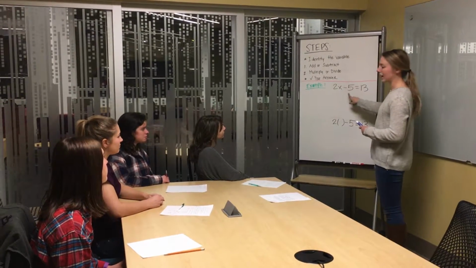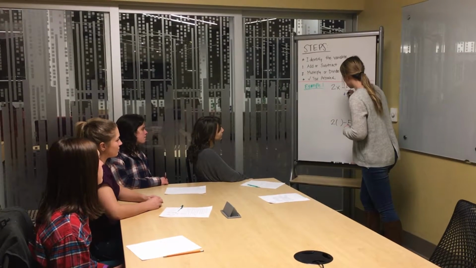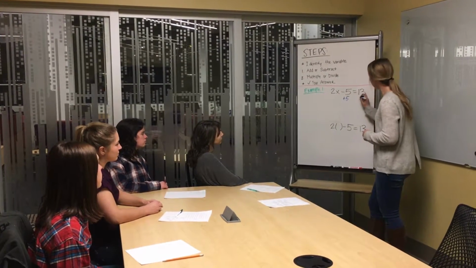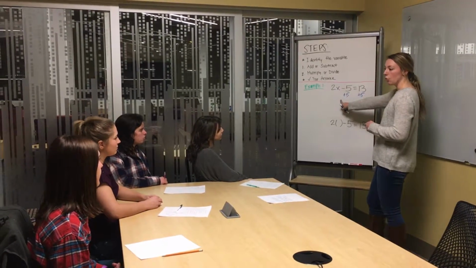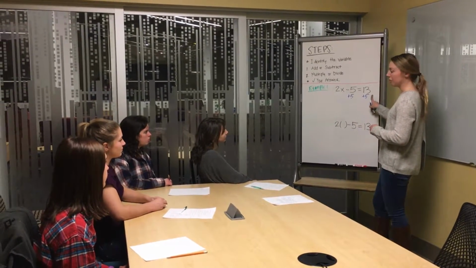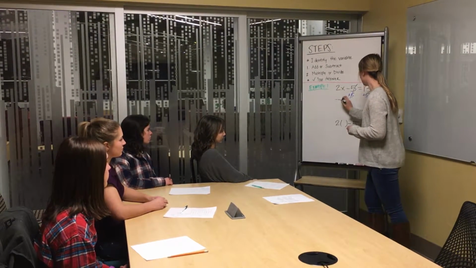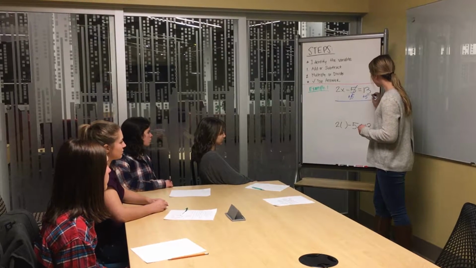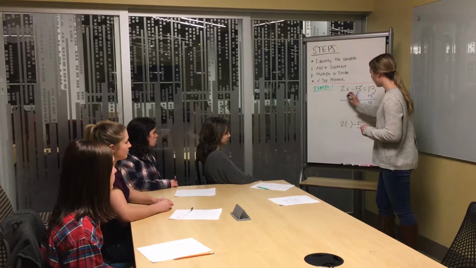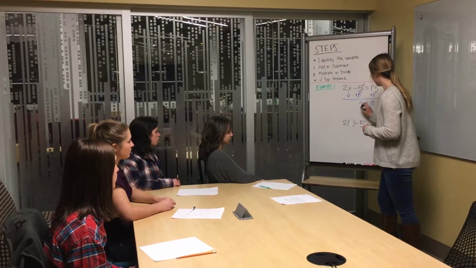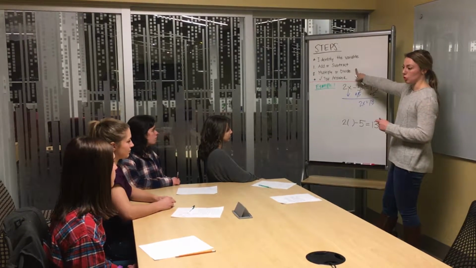So here they're subtracting 5. So we're going to add 5 to cancel it out. We're going to add 5 here on this side, and then we're also going to add 5 to this side of the equation, because whatever you do to one side, you always have to do to the other to keep it even. So the 5's cancel out, and then you have 13 plus 5, which is going to be 18. And then you bring the 2x down. So you have 2x equals 18, and then you're going to go to step number 2.